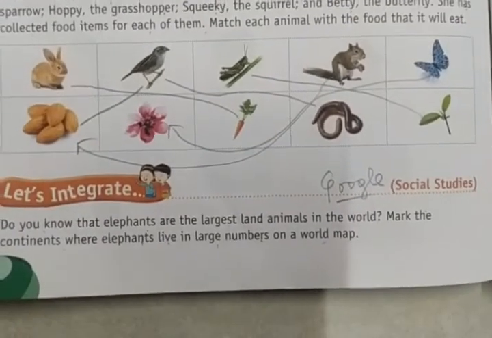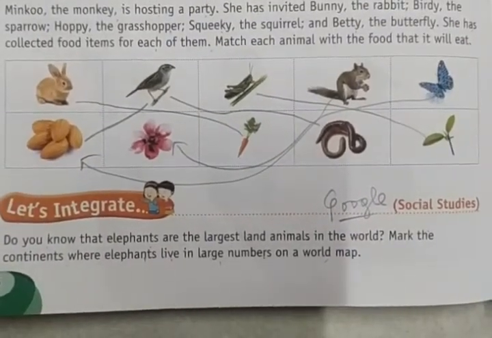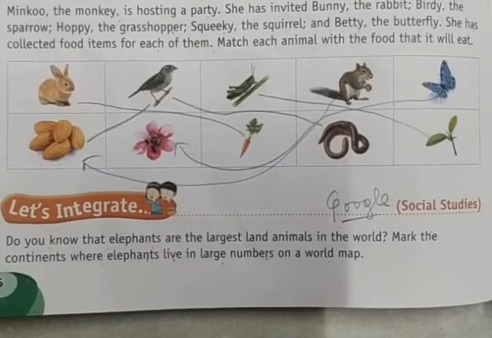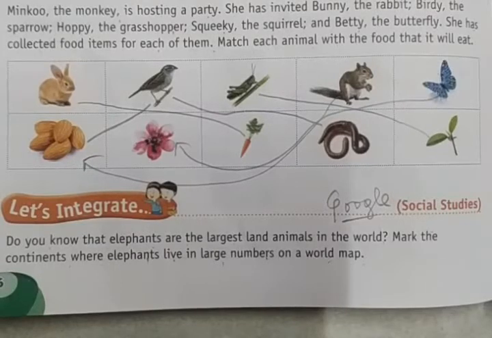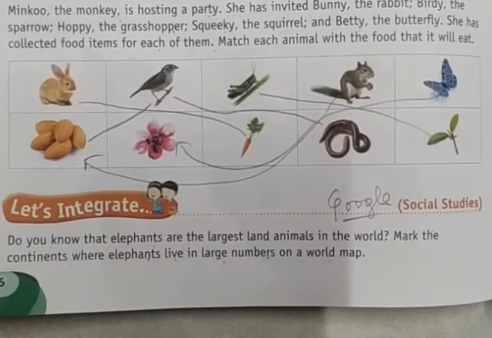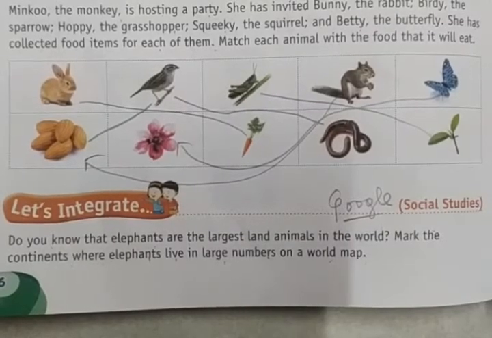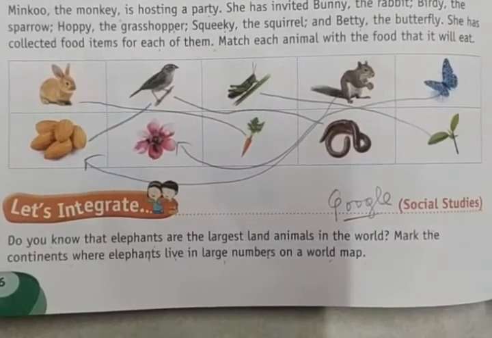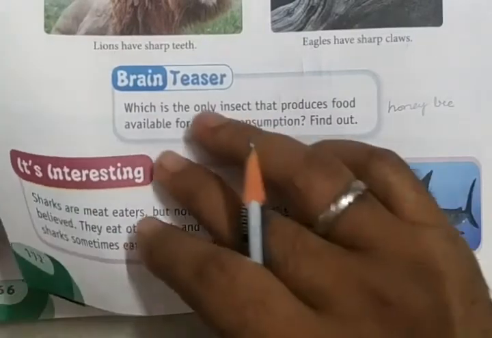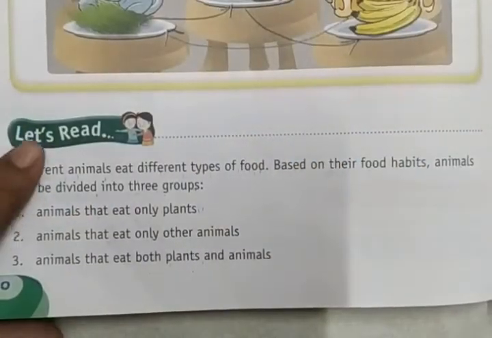Okay, let's integrate. Do you know that elephants are the largest land animals in the world? Mark the continent where elephants live in large numbers on the world map. So just Google it. You will find the answer and the location on the world map too. Okay, just try it. So this is the lesson called Animals and the Food They Eat.